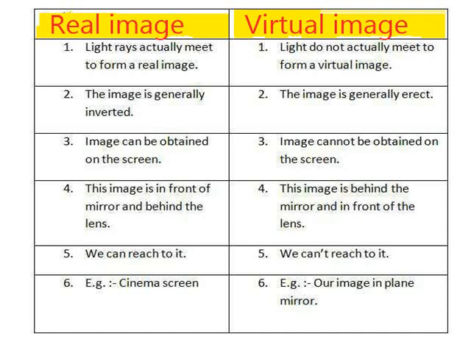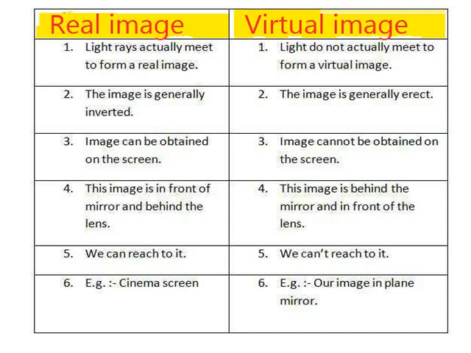Now you see the last column, that is the sixth one. Example, cinema screen. The cinema screen you all are aware of, and that is the best example for a real image. And similarly for the virtual image, the plane mirror, where you stand in front of it every day, that gives you the virtual image.